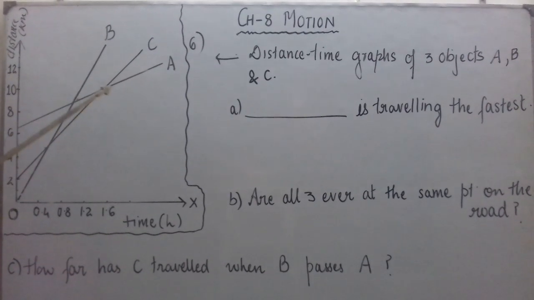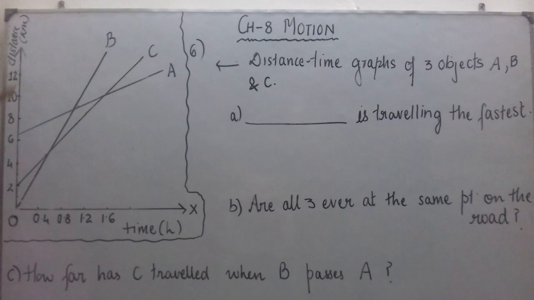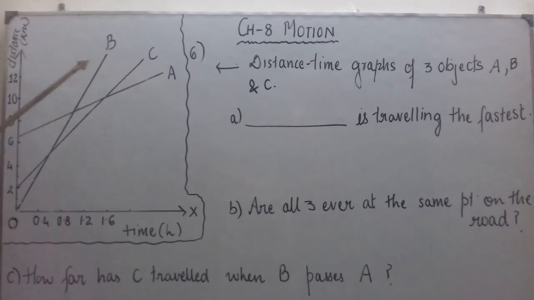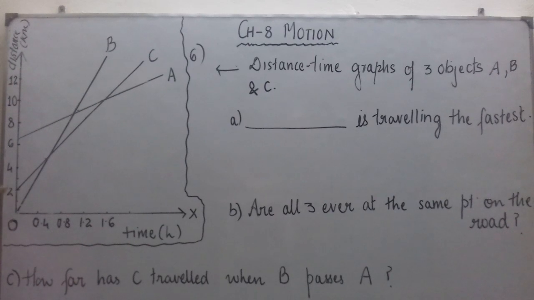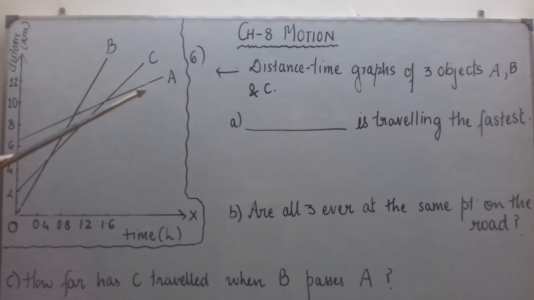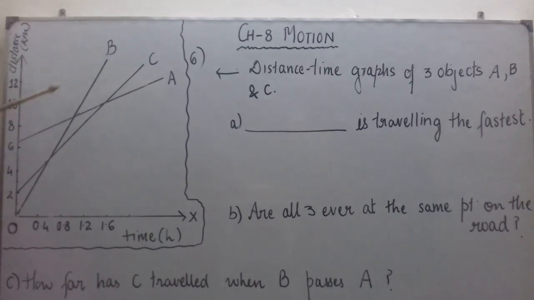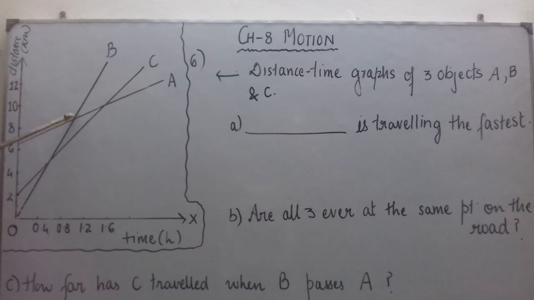For A it is 6.5 km away from origin, for B starts from origin, and for C it starts from 2 km away from the origin. Now let us have a look at this graph carefully. See, this is A graph and this is B graph. So here is the point where they meet. Here is the point of intersection of the two graphs. Means this is a point where A object and B object meet.